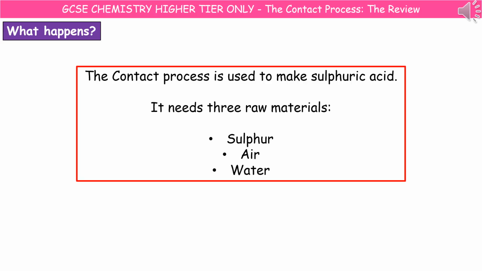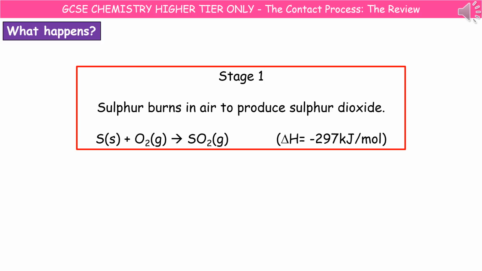The second industrial process we're going to have a look at is the contact process, which is the one we use to make sulfuric acid. So in order to carry this process out, we need 3 raw materials: sulfur, air, and water. The contact process itself is a 3-stage process.